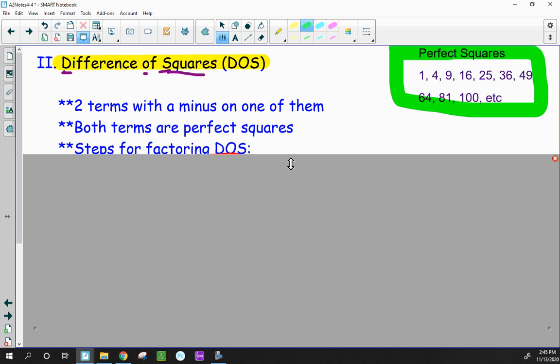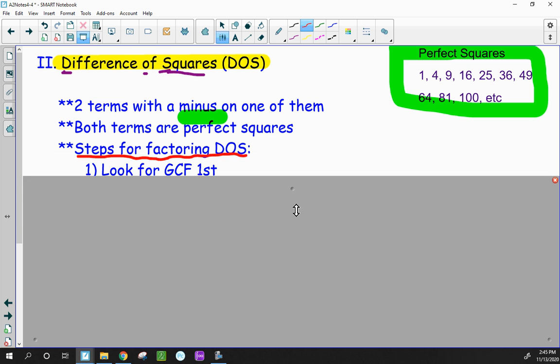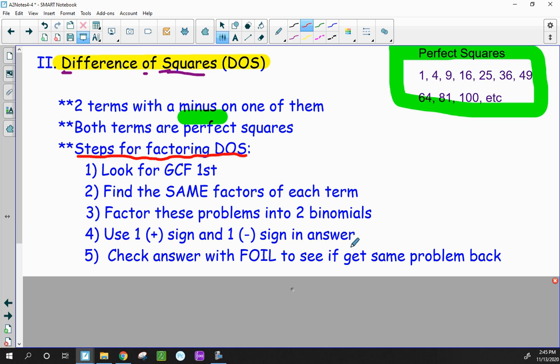Alright, you're going to look for two terms. Like I said a second ago, it has to have a minus sign on one of them. Usually it's in the middle, but sometimes they turn the problem backwards to see if you're paying attention. Both terms are perfect squares, so powers of 2 on the variables possibly, or most of the time you'll see that. And then look for these numbers. Here are the steps for factoring DOS.